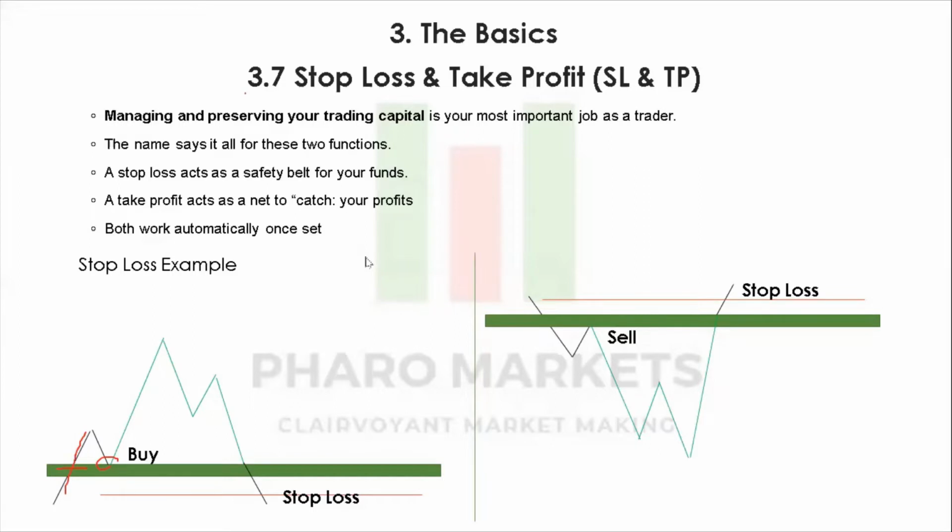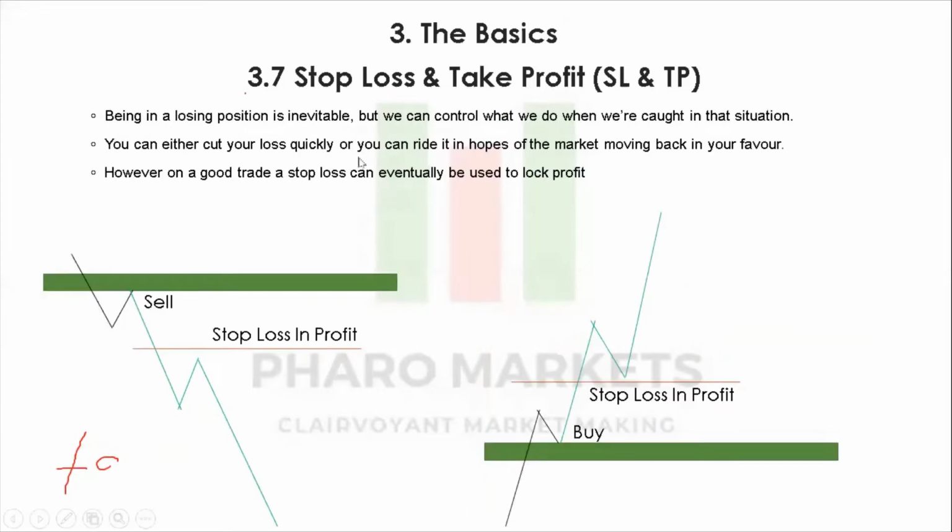Now a stop loss can also have a different function. It doesn't necessarily only have to stop you from losing money in the sense of catching your losses. You can also use your stop loss to take your profit. Being in a losing position is inevitable, but what we can control is what we do when we're put in a situation like that. So you can either cut your loss quickly, or you can ride it out in hopes that the market goes back into your favor. But this is why if you set a stop loss, it should always be a calculated risk. Alright, so you shouldn't feel some type of way if you get stopped out. You shouldn't feel emotional or whatever the case.